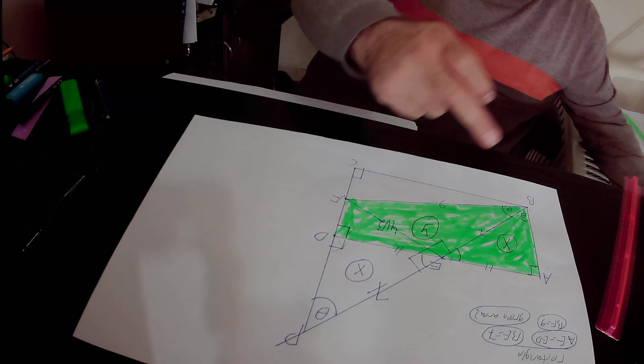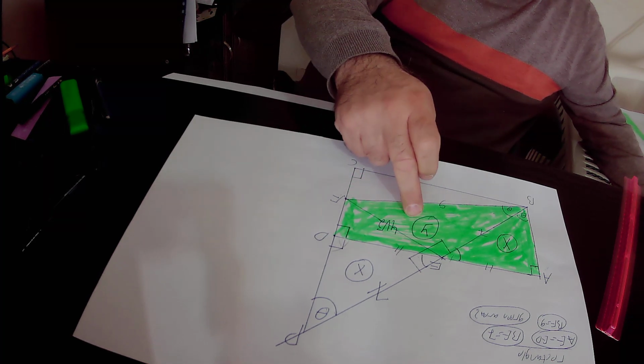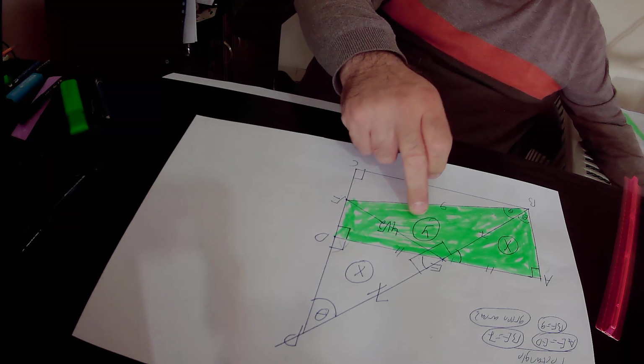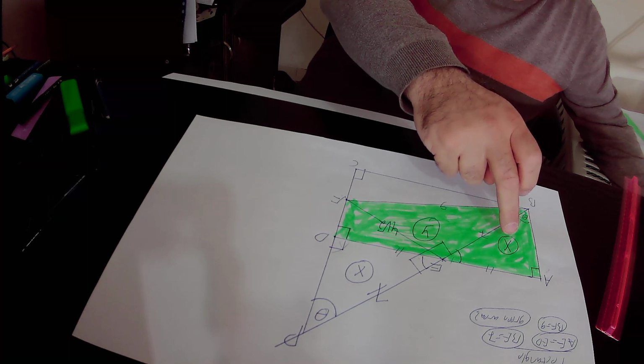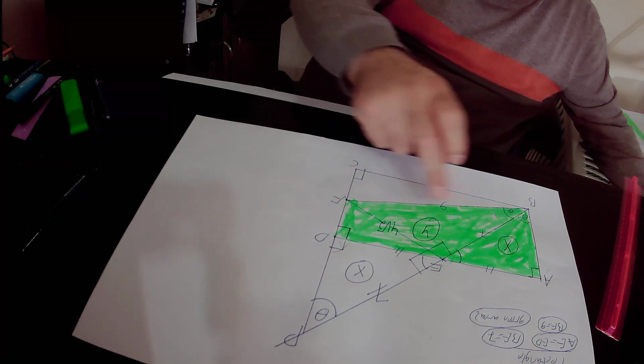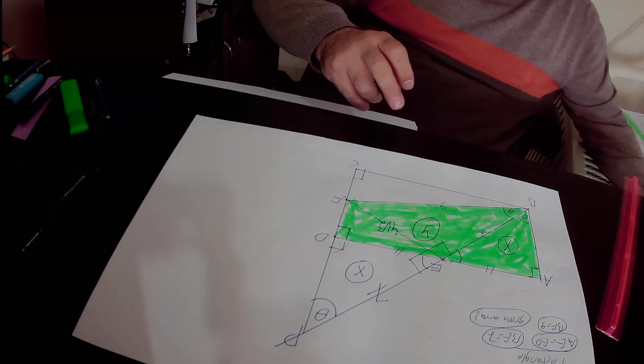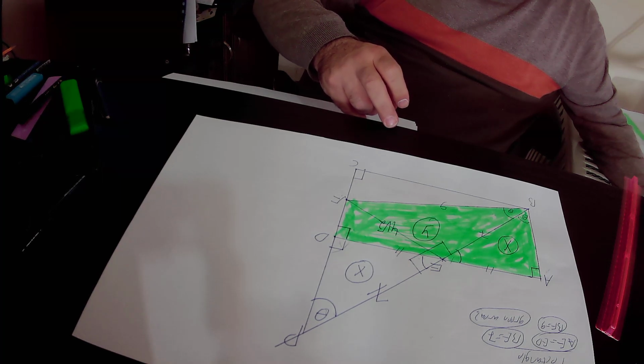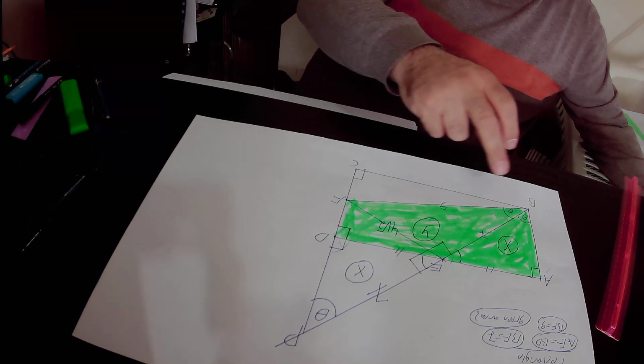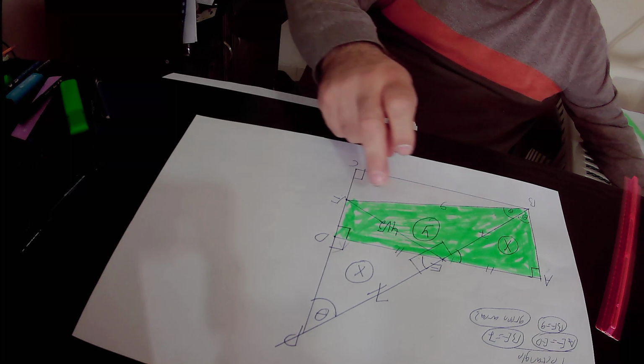And we defined the quadrilateral EBFD as Y, and we defined the right triangle ABE as X. So the green area is X plus Y. So we have to find the value of X plus Y in order to find the green area.